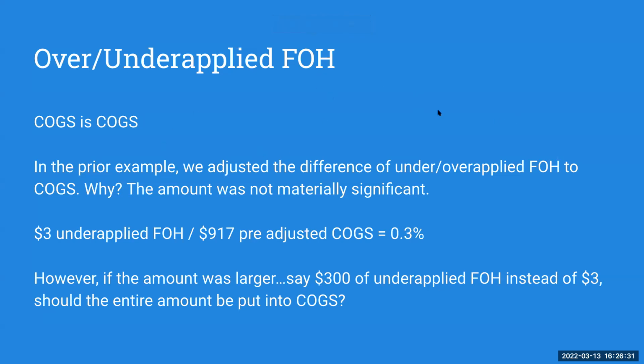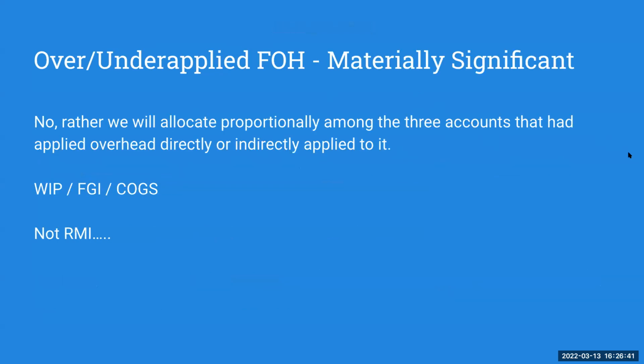However, what if the amount was larger? Say the amount was 300 instead of 3. Should the entire amount be put into cost of goods sold? The answer to that is no. The reason is that cost of goods sold is cost of goods sold. Rather, we're going to look at the accounts that were affected by the applied overhead, mainly work in process, finished goods, and cost of goods sold.